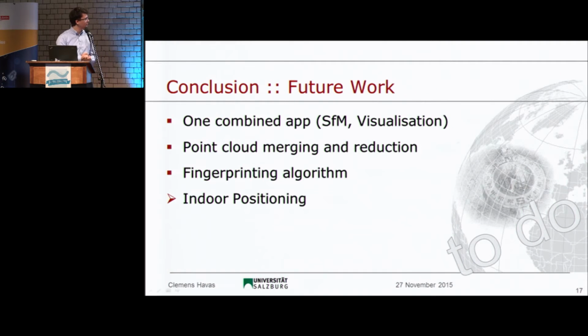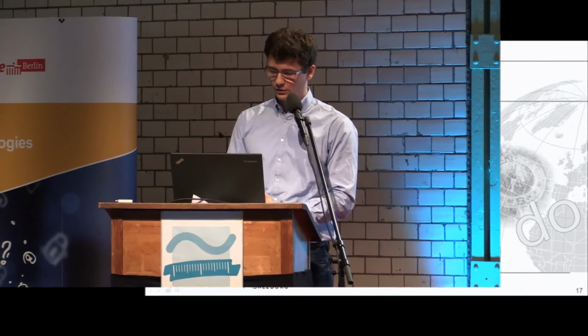So this has currently been done. We want to combine the app from structure from motion and the visualization together, because we visualized it as well in an app. We would like to do a point cloud merging if it's necessary and reduce the number of points if needed to keep the data storage low. And in the end, we want to implement the fingerprinting algorithm to perform indoor positioning.